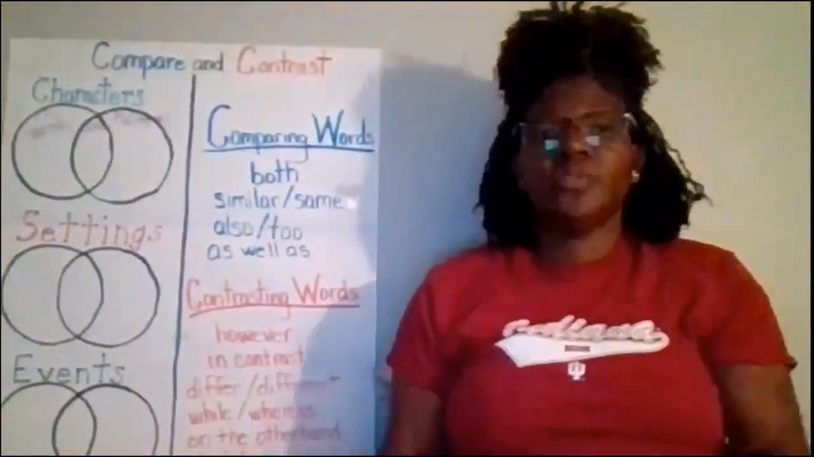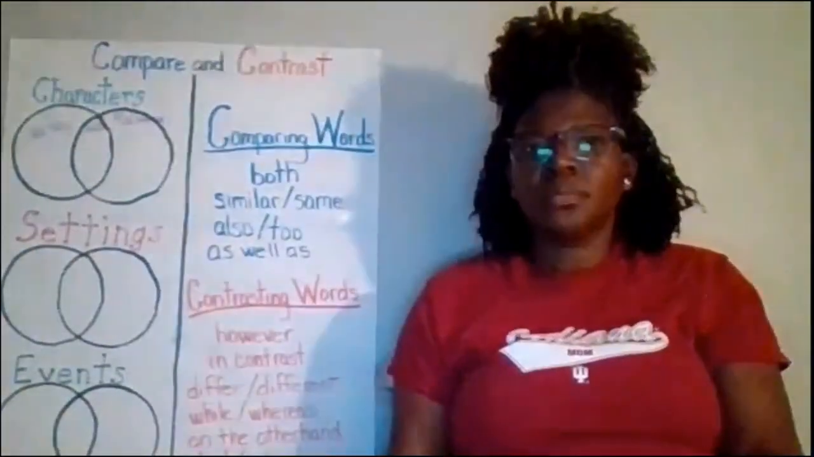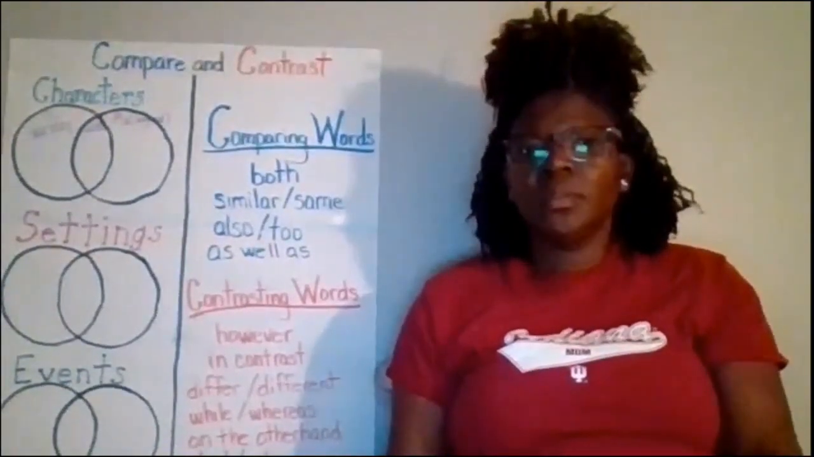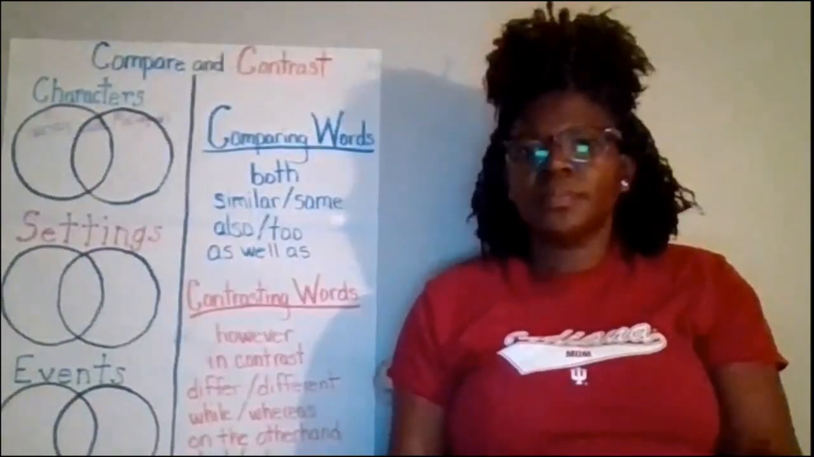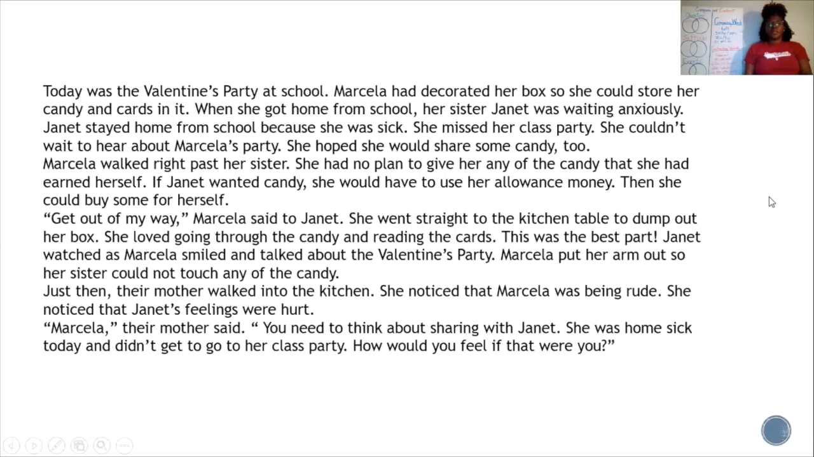So hopefully you have drawn your graphic organizer. Let's go back to our text for today. All right. All right, so this is text 1. If you want to label this as text 1, and remember you want to hone in on the characters, the setting, as well as the plot, the events in the story.